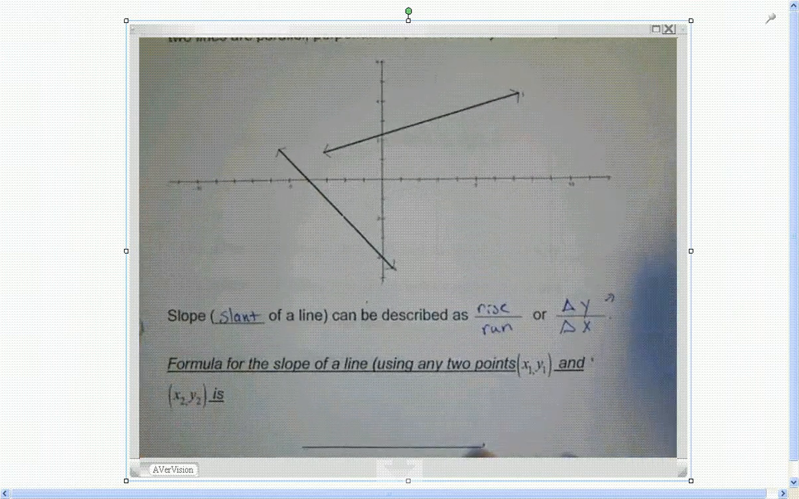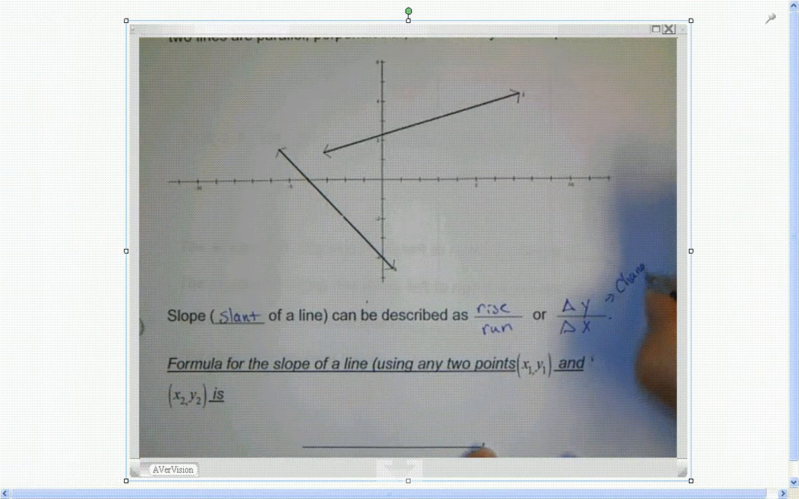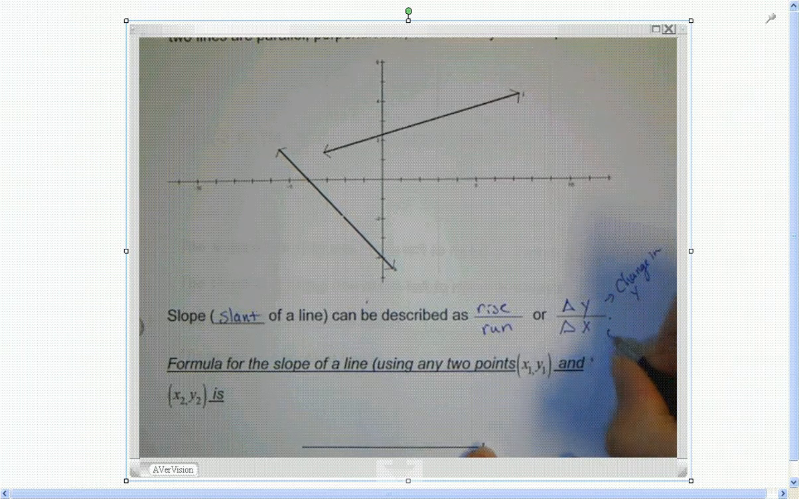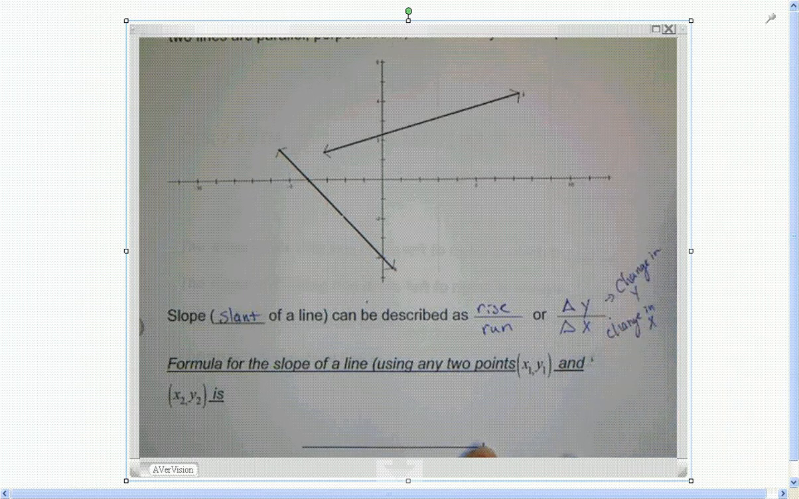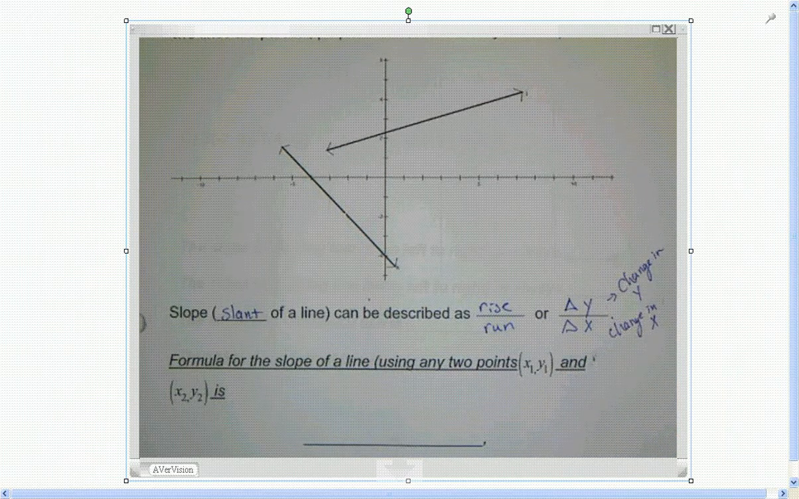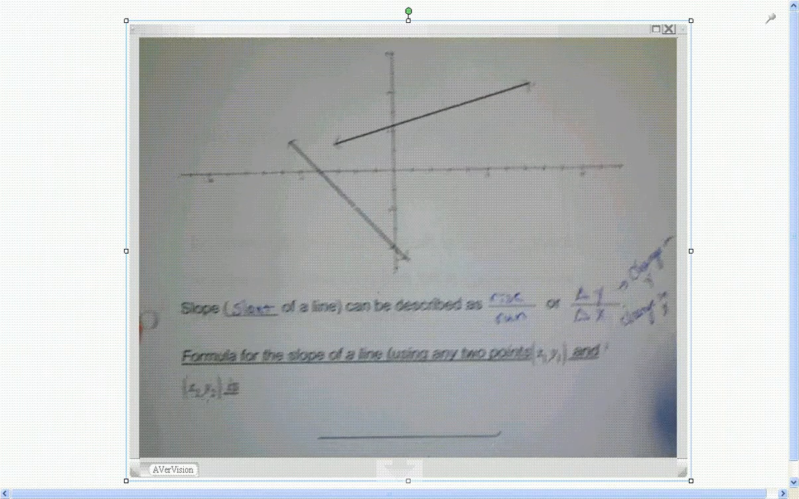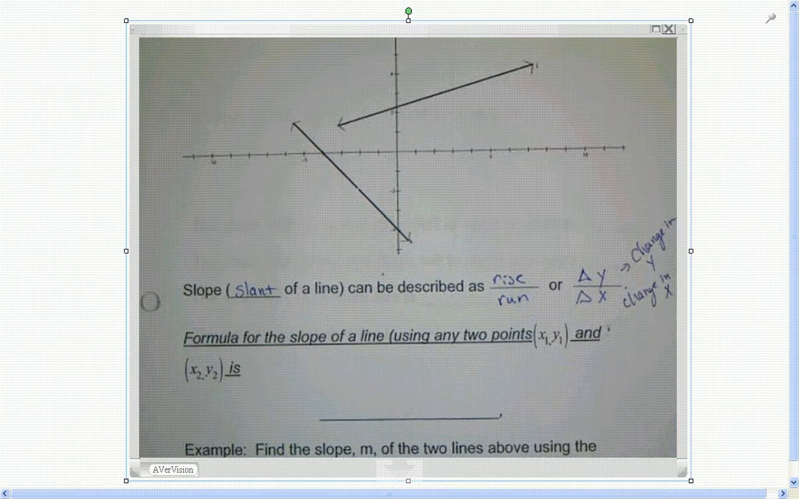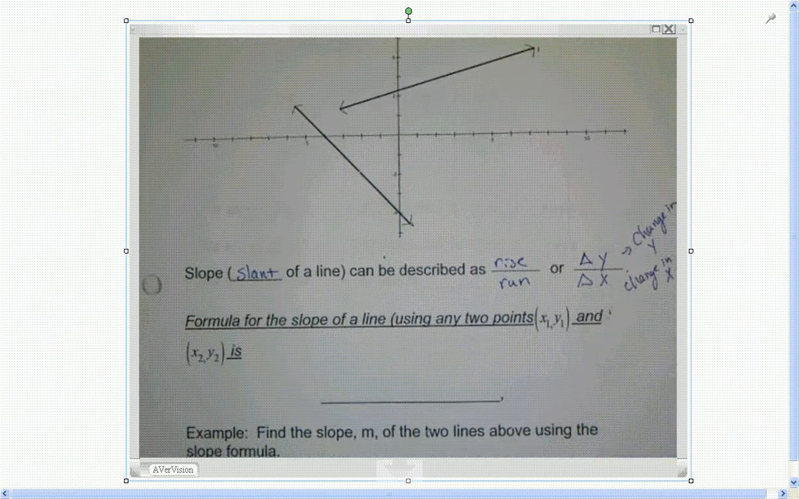Change in y over the change in x. And it's basically doing the difference of those. And we had a formula that we used in order to do that. The formula actually used 2 points, just like we did with the midpoint and distance formula. We had to pick any 2 points on the line to figure out its slope.